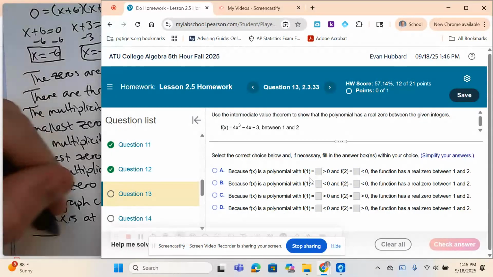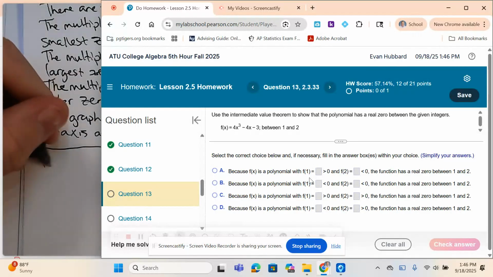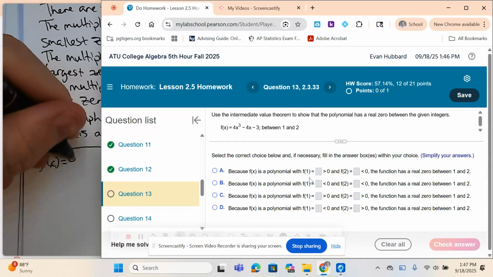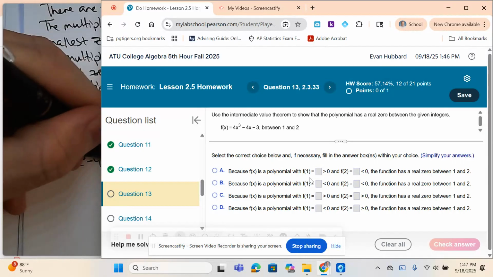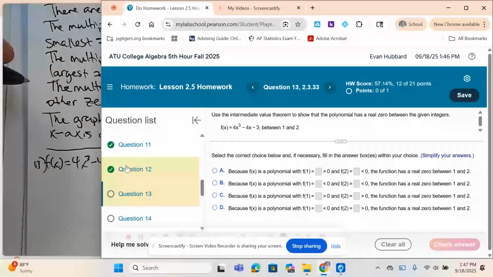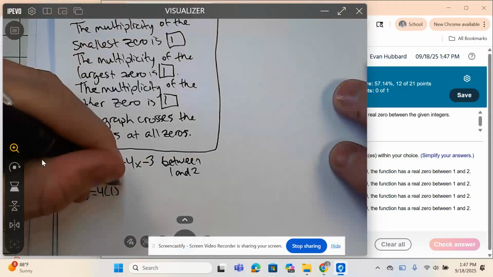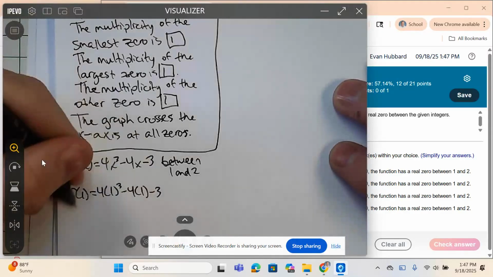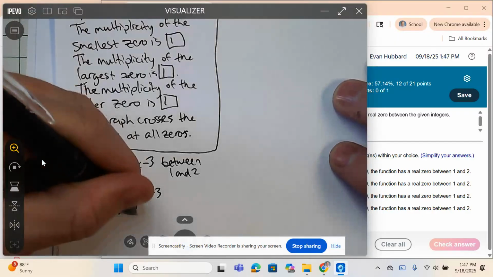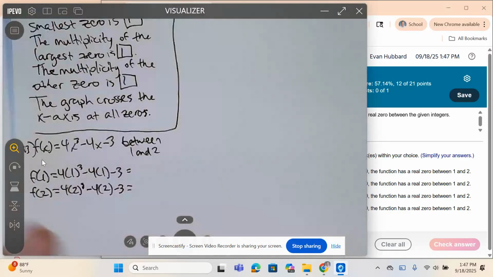Use the intermediate value theorem to determine if there's a real zero between 1 and 2. So f of x equals, this is number 13, 4x cubed minus 4x minus 3, between 1 and 2. So f of 1 is 4 times 1 cubed minus 4 times 1 minus 3. f of 2 is 4 times 2 cubed minus 4 times 2 minus 3. So we'll figure this out.